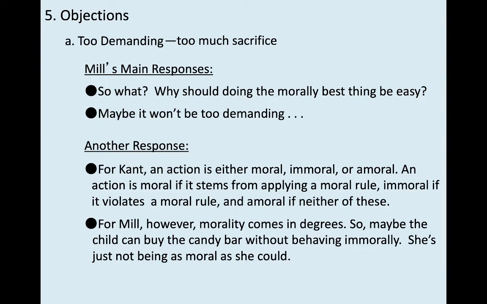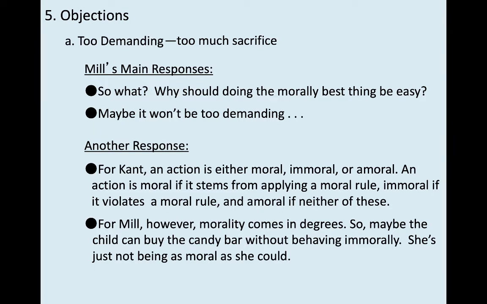There's no room for gradation. So it's like murdering a whole bunch of people and stealing a penny, they're just both morally bad. There's no way to sort of measure the degree of badness. They both violate a moral rule. They're both morally bad. By contrast, for Mill, morality comes in degrees. The more happiness you create, the better the action.